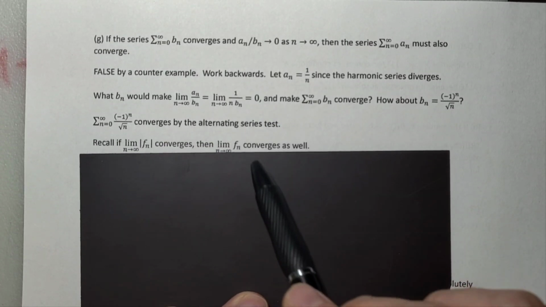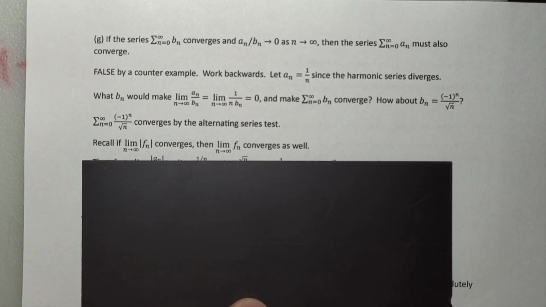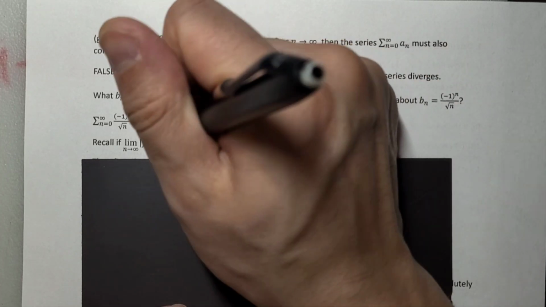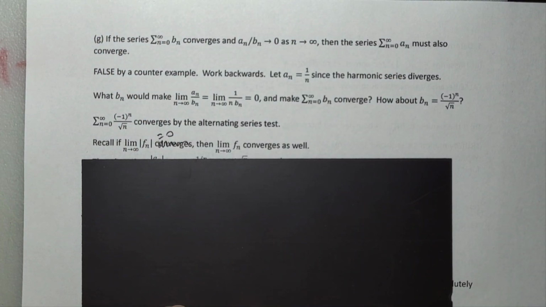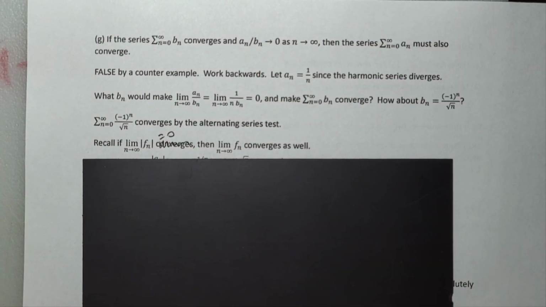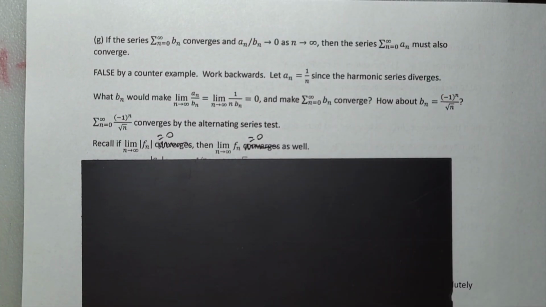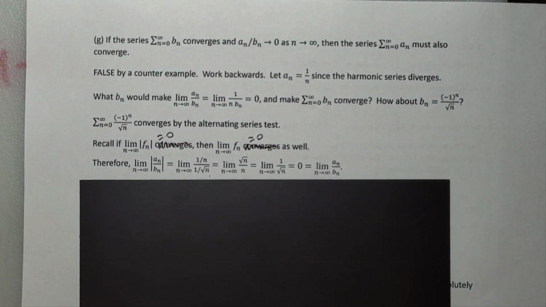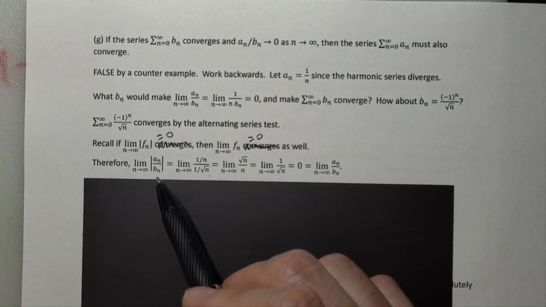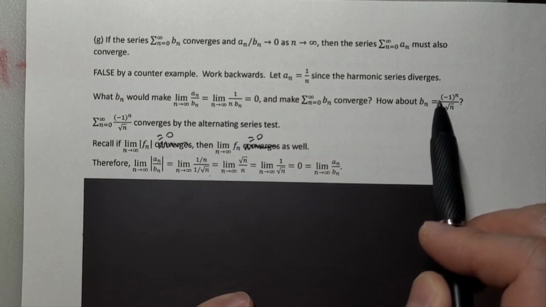Okay, so now let's check this portion over here. Here we have to recall that if limit as n goes to infinity of this guy equals 0, then this guy equals 0, which converges as well. Okay? So now let's go through the motions of finding this limit with this guy over here.